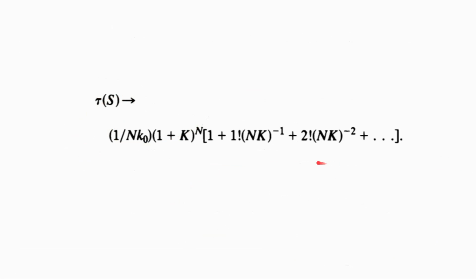So this expression is only for when n is a very large value. When n is very large, these terms would actually be negligible, and hence you would be left with only the 1, and hence your mean first passage time would be this expression which we saw earlier. So yeah, that's how the derivation goes.